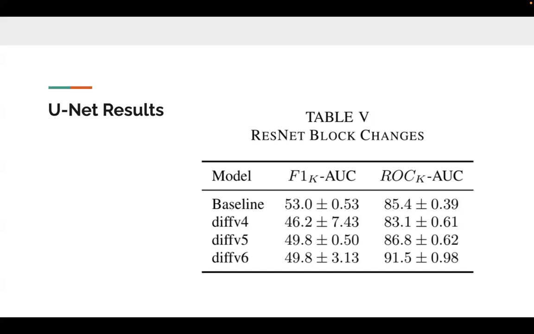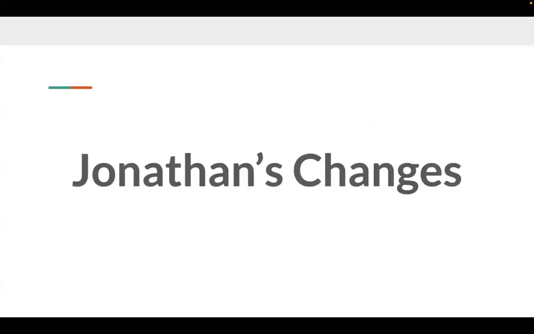Diffie5 includes both the convolutional layers and the residual blocks for upsampling and downsampling. You can see the performance is slightly better than the baseline with regards to ROC AUC. And finally, Diffie6 only has the residual upsampling and downsampling blocks, and you can see that it performs the best. So these are my changes.